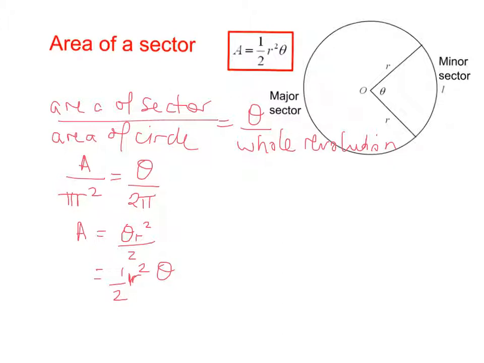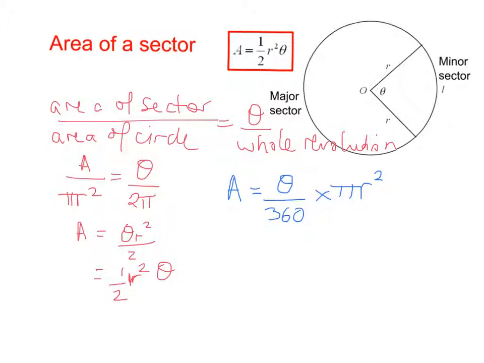Okay, now in Year 10 you may remember learning another formula for the area of a sector, and that was when theta was in degrees. And you know the area of the full circle is pi r squared, so the area of a sector would be theta on 360 times pi r squared.